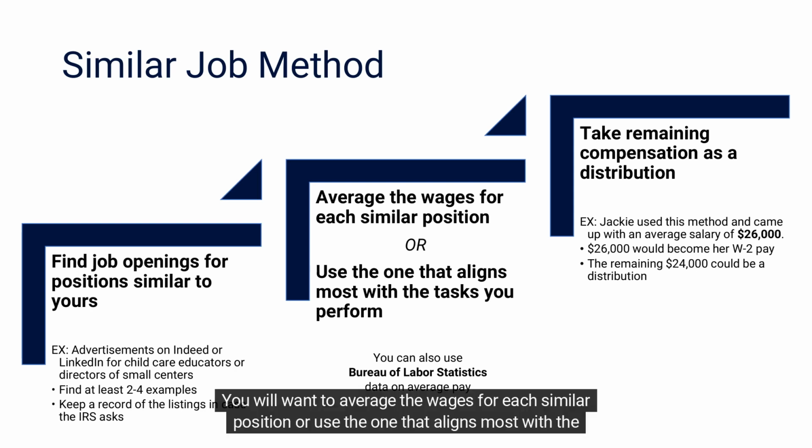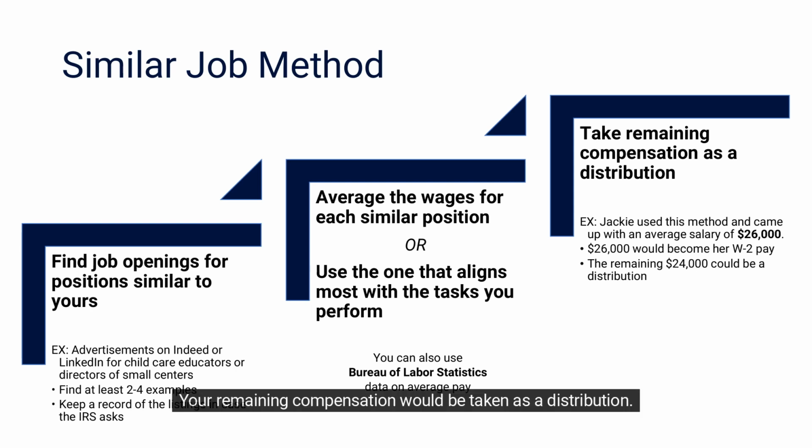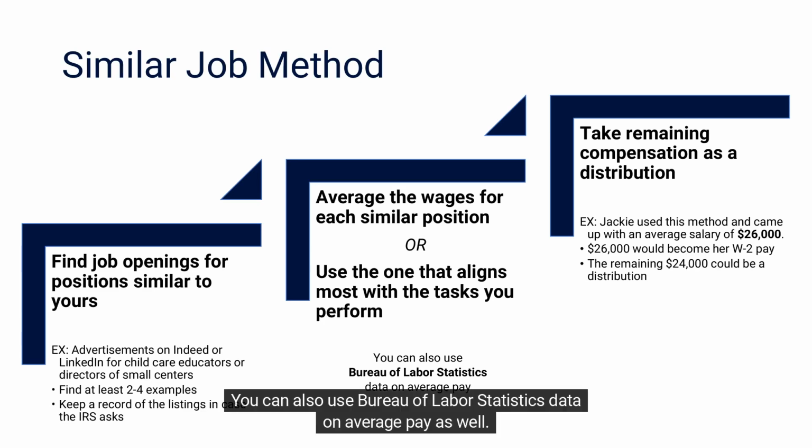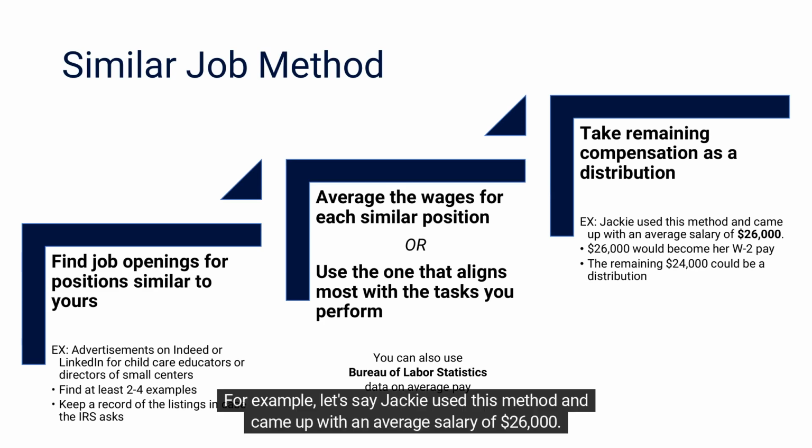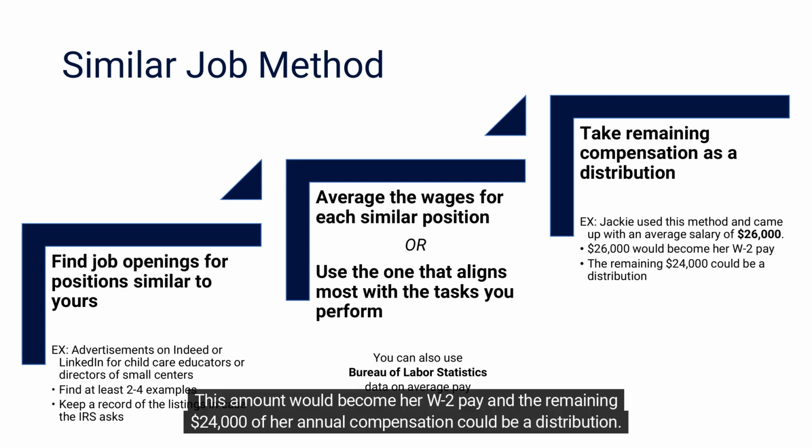You will want to average the wages for each similar position, or use the one that aligns most with the tasks you perform. Your remaining compensation would be taken as a distribution. You can also use Bureau of Labor Statistics data on average pay as well. For example, let's say Jackie used this method and came up with an average salary of $26,000. This amount would become her W-2 pay, and the remaining $24,000 of her annual compensation could be a distribution.